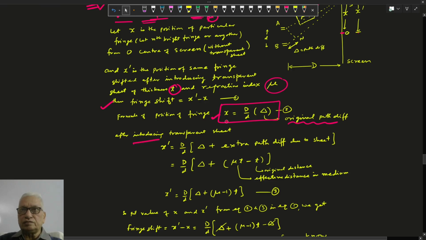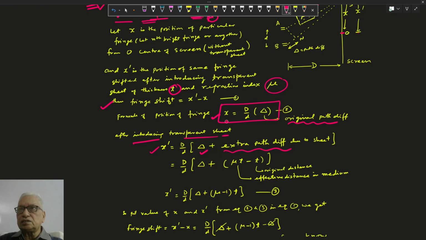Now we have introduced the transparent sheet. The position x dash is given by D by d times the original path difference plus, because of this transparent sheet, an extra path difference. It is given by the original distance t minus the effective distance mu t; the distance is t, the effective distance increases. So mu t minus t is the effective extra path difference. Suppose this is equation 3, and we take t common. So x dash will be D by d times the original path difference plus the extra path difference.